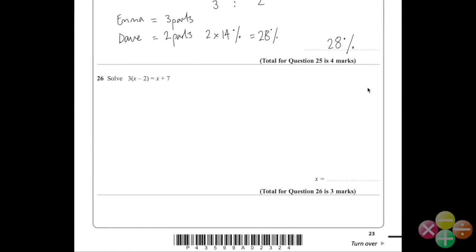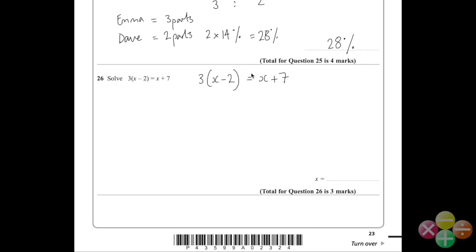28%. Question 26. Solve 3(x minus 2) is equal to x plus 7. So this is what we've got. We've got 3 and then x minus 2 in brackets, and that is equal to x plus 7. So we're looking for a value of x that when we put it into the left-hand side, we get the same answer as if we put the value of x into the right-hand side.